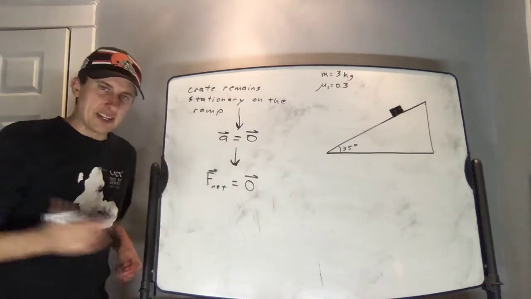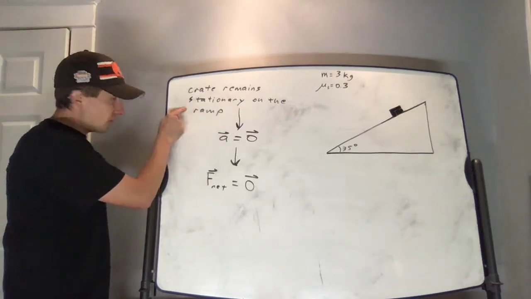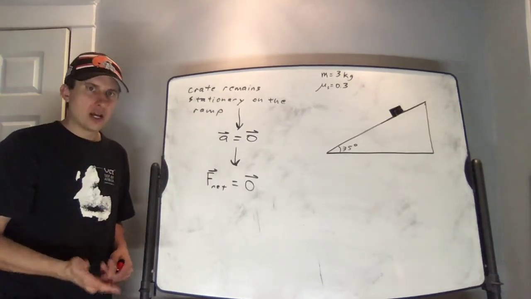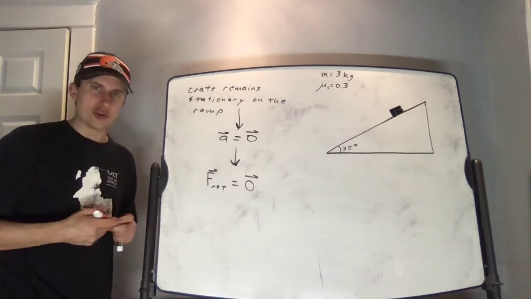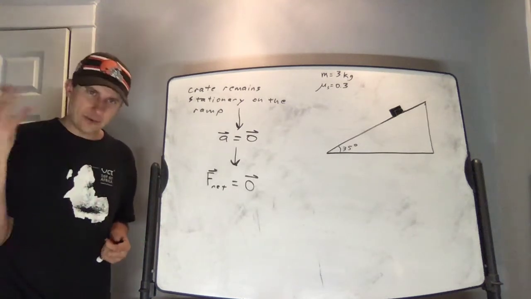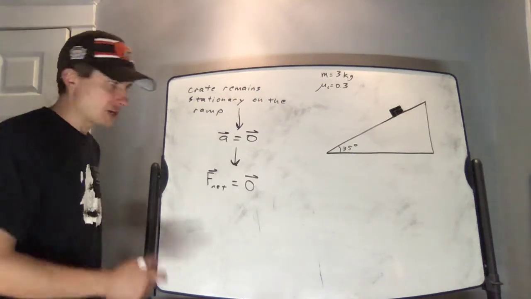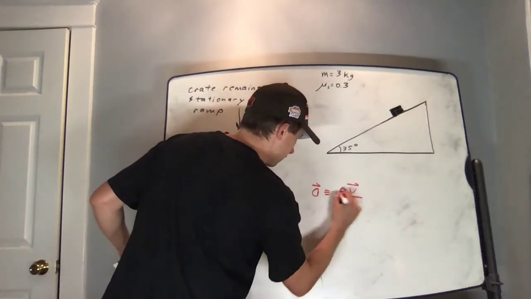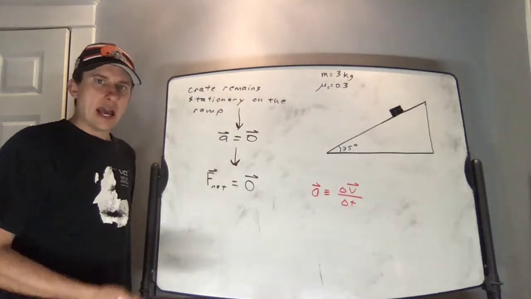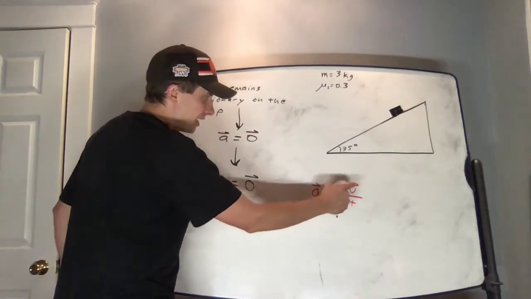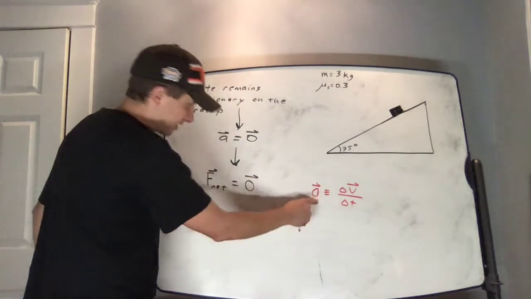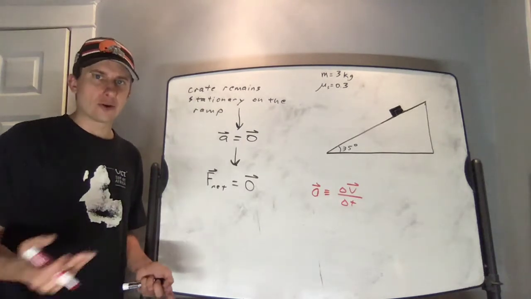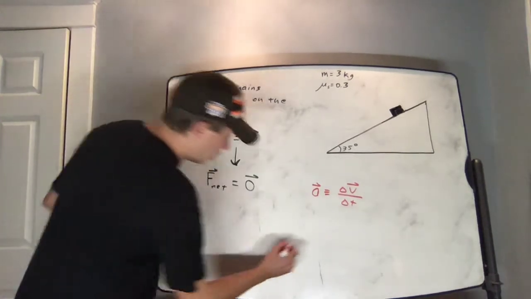I want to go on a bit of a side tangent here. The crate remaining stationary is one possible example of acceleration being 0, but this is not the only possible scenario you might encounter where acceleration is 0. If you think back to when we first defined acceleration, we said acceleration is defined as a rate of change of velocity with respect to time. As long as my velocity is not changing, as long as delta v is 0, then the acceleration is going to be 0.